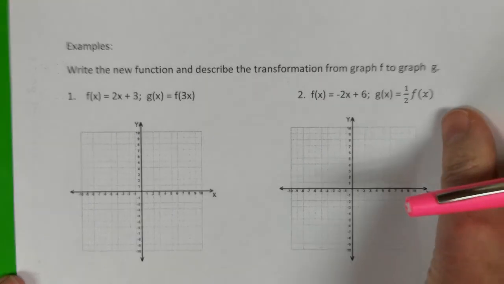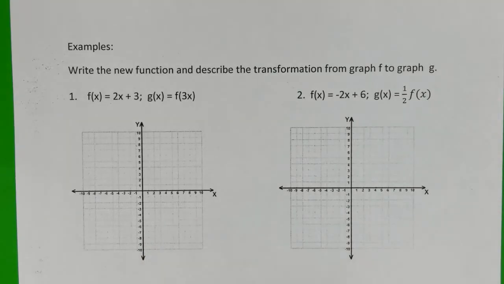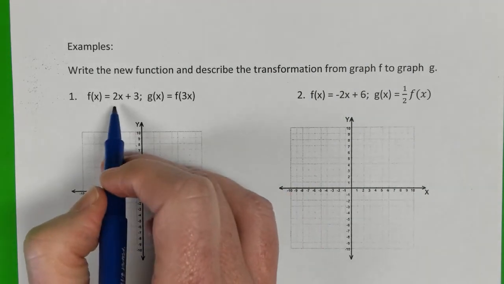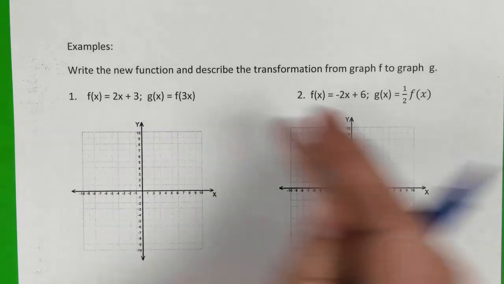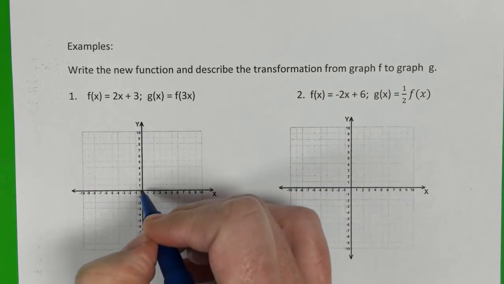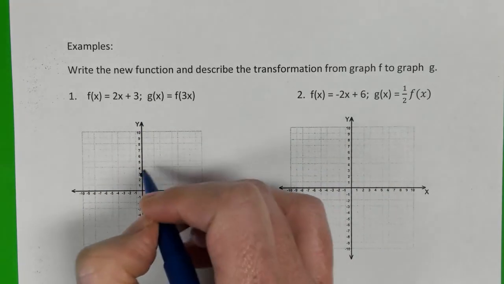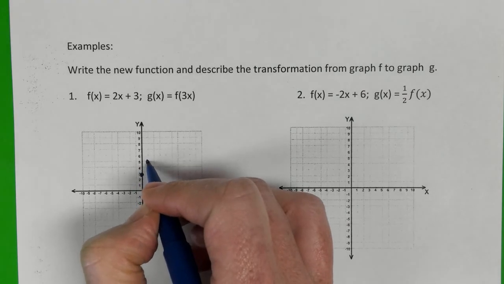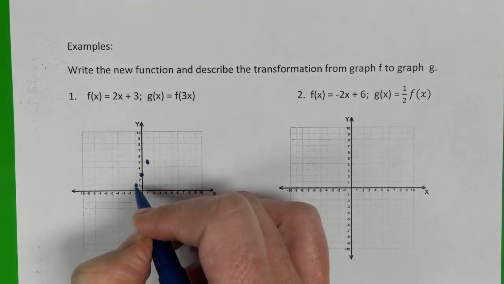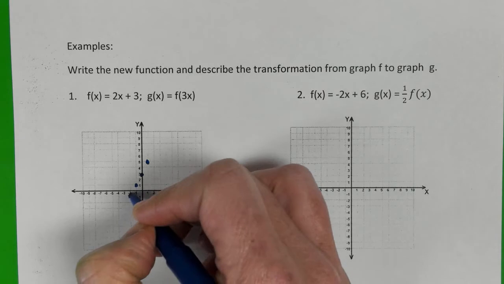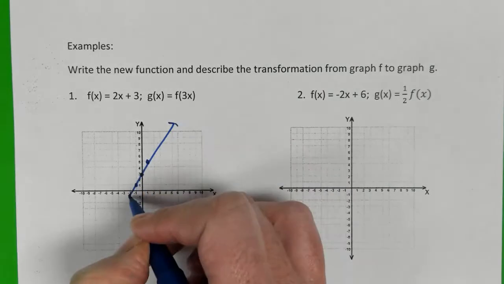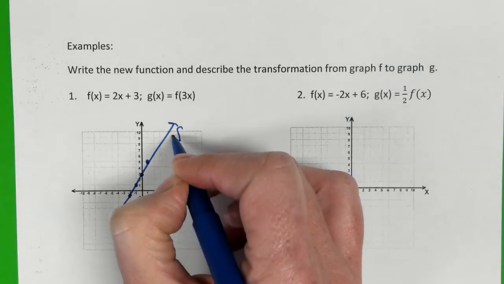I actually think rotations are an easy rule because it's multiplying. It's super easy. So here we have function f, 2x plus 3. Let's go ahead and graph that. Our y-intercept is 3. Our slope is 2. So up 2, right 1, down 2, left 1. Okay, here's function f.